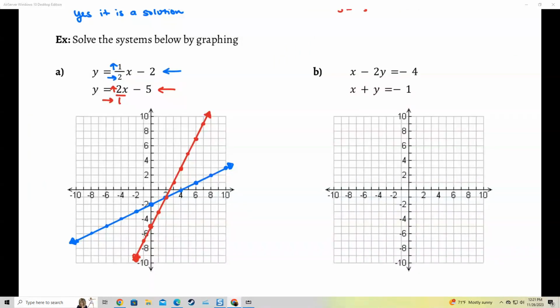The only spot where it works for both would be the intersection, which is right here. This dot right there, I want you to highlight it. That dot is on the red line and it is on the blue line. So that dot works for both. That is my solution to my system.